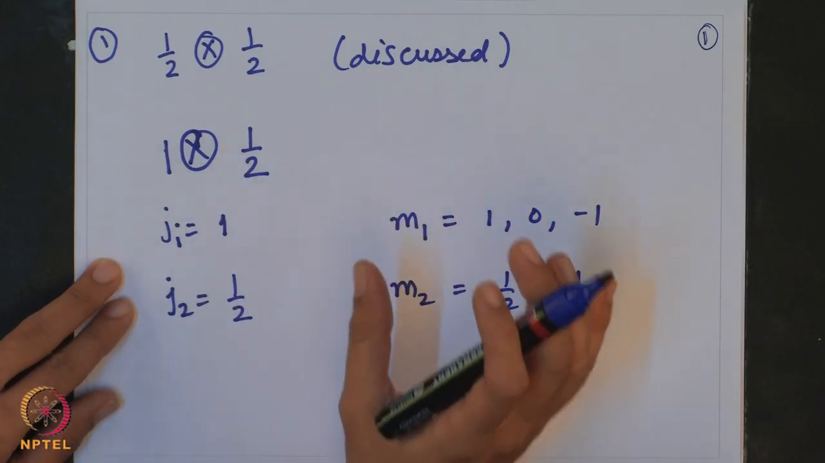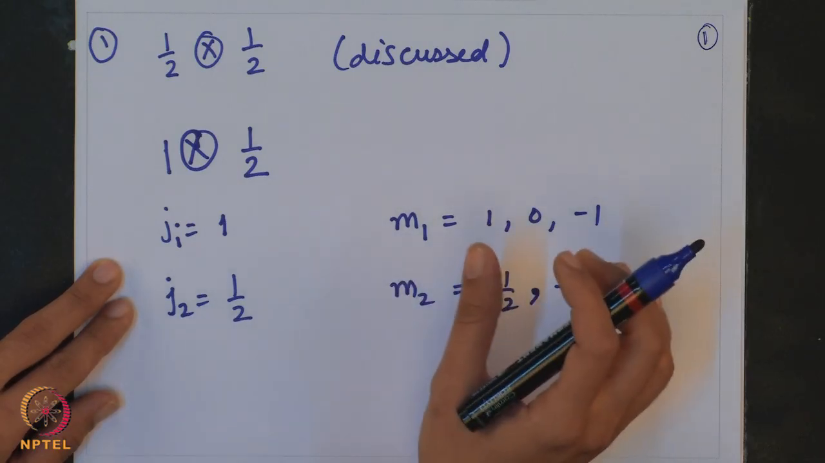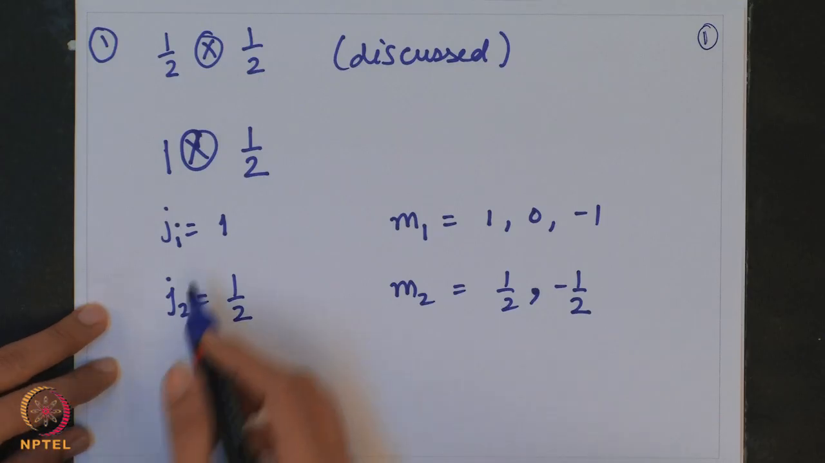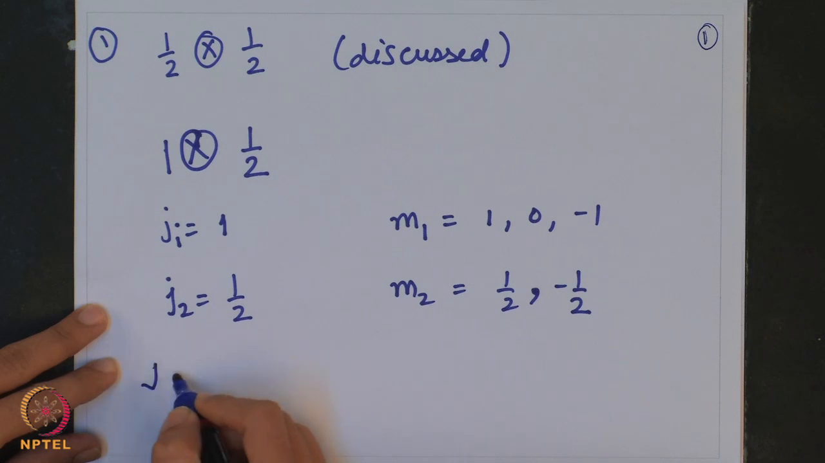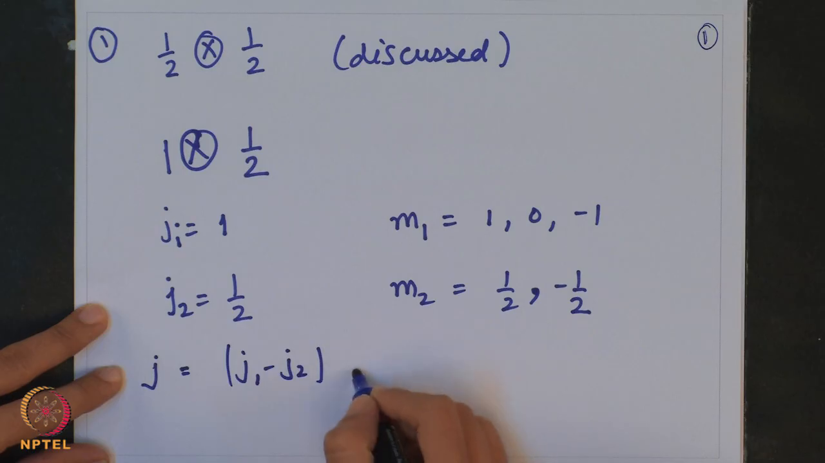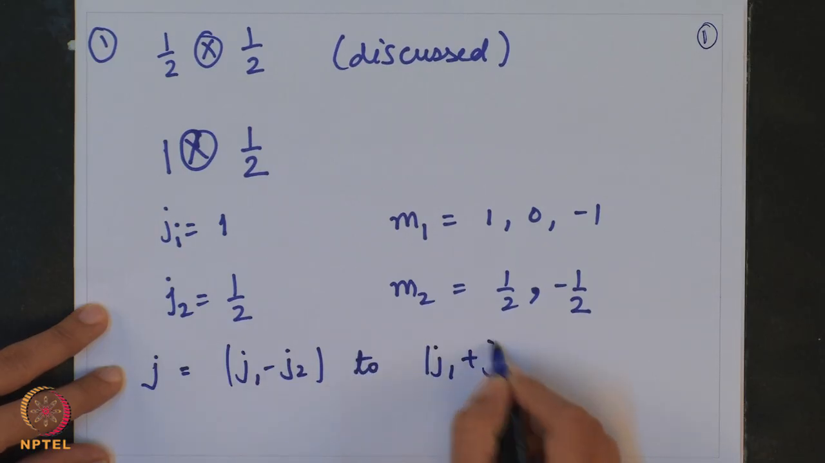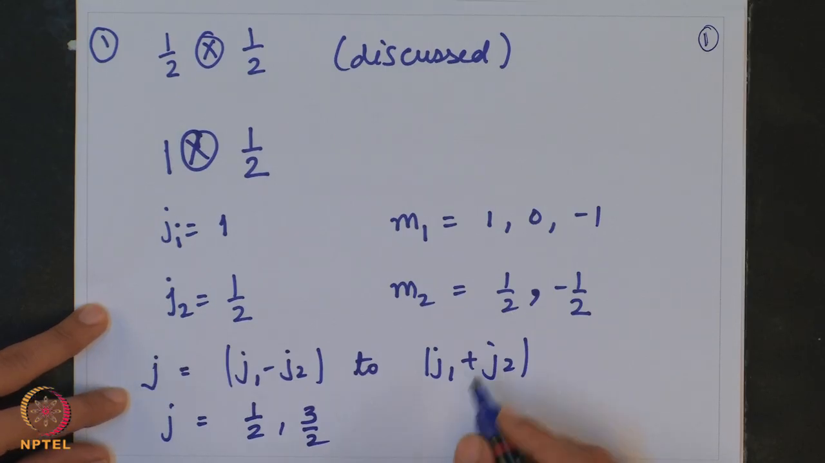Once you get the idea of how to proceed, some of the terms you can just evaluate by the orthogonality condition. So, we start with J1 is 1, J2 is 1/2, then capital J takes values from J1 minus J2 to J1 plus J2. In this case, J can take values 1/2 and 3/2, agreed. And what will be the value of capital M? Capital M will also take values from M1 minus M2 to M1 plus M2.